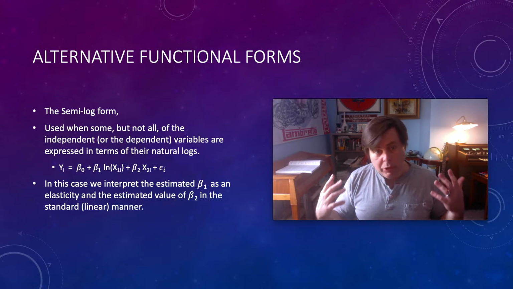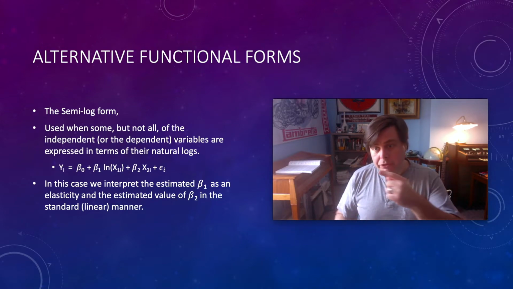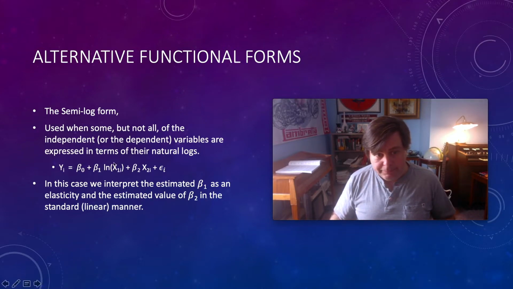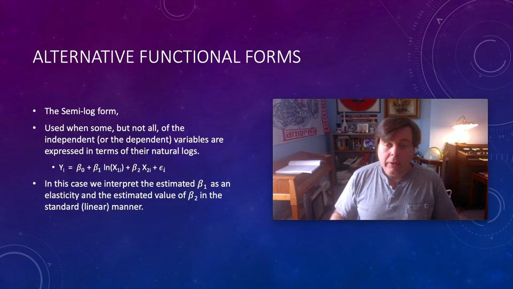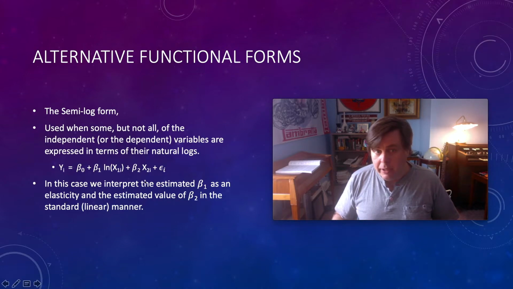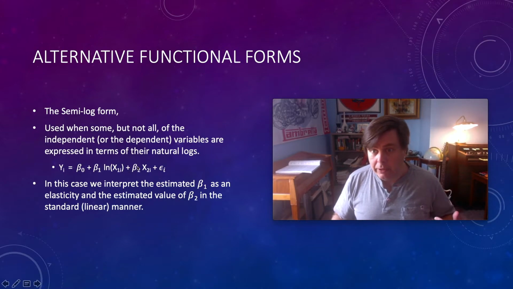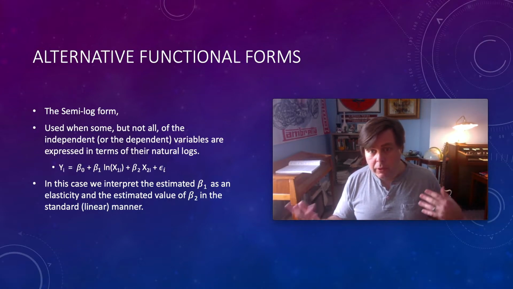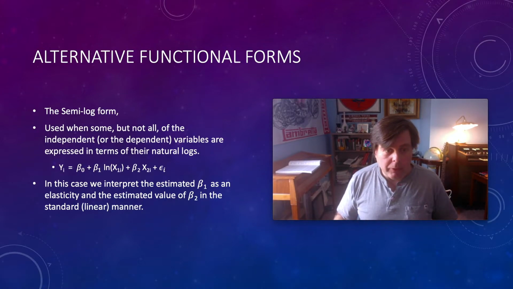Then in that case, we use the semilog form, which is written like this. We notice we only now have the log style relationship in one of our x variables. In this case, we can interpret beta 1 as an elasticity, and beta 2 in the standard linear manner. So it can also be very useful when you have a different variety of relationships.